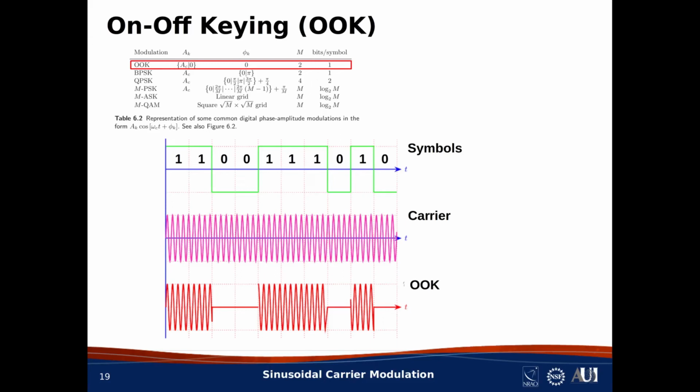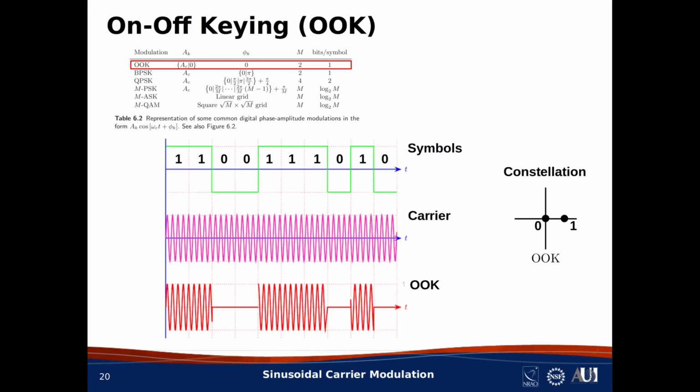A very simple digital modulation is OOK, as we introduced earlier, so let's take a look at that one first. The top row of the figure shows the symbols that we want to send. In this case, M equals 2, so symbols and bits are the same thing. The middle curve is the unmodulated carrier, and then the bottom curve is the modulated carrier.